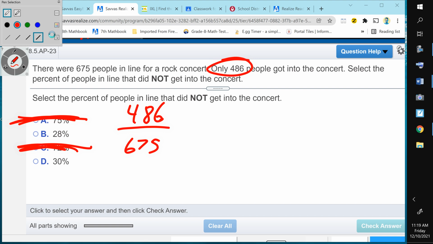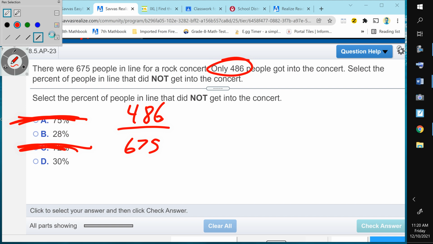Let me go ahead and just finish setting this up. What percent? Actually, you convert that to a percent. To convert a fraction to a percent, really just divide. How do you convert a fraction to a percent? This many got into the concert, so what is that as a percent? That is not something I want to divide, to be honest with you.